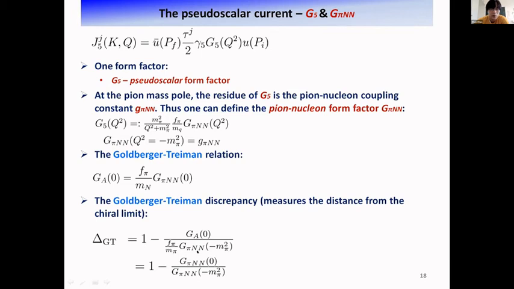If we are working in the chiral limit, the mass of the pion should precisely equal 0. So this delta GT should precisely equal 0. So we say that this delta GT measures the distance from the chiral limit.